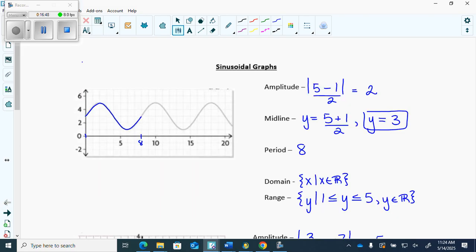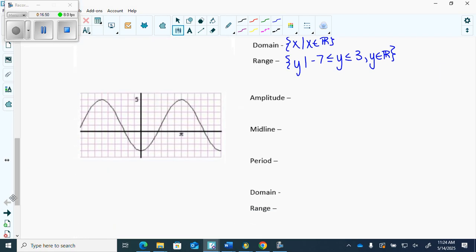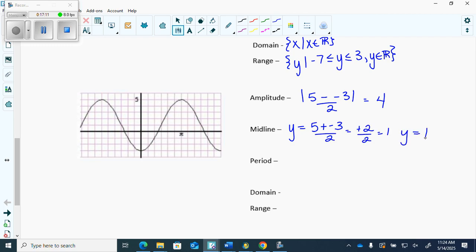Did I do that? Was there a third one? Oops. Okay. Amplitude is the absolute value of 5 minus negative 3 divided by 2, which is 4. The midline is y equals 5 plus negative 3 divided by 2, which is negative 2 divided by 2, which is 1. Now you should be able to check it as well. If I draw y equals 1, does it cut the graph in half? Yes.